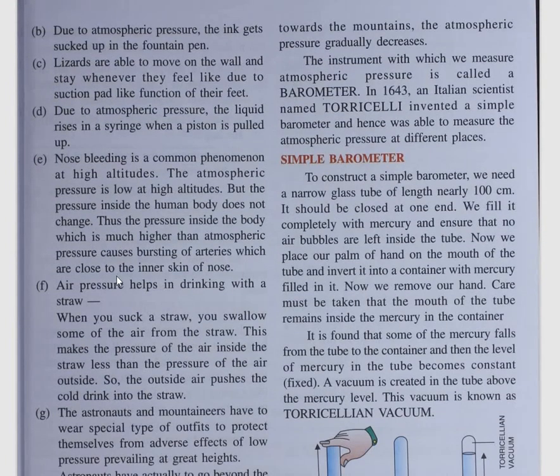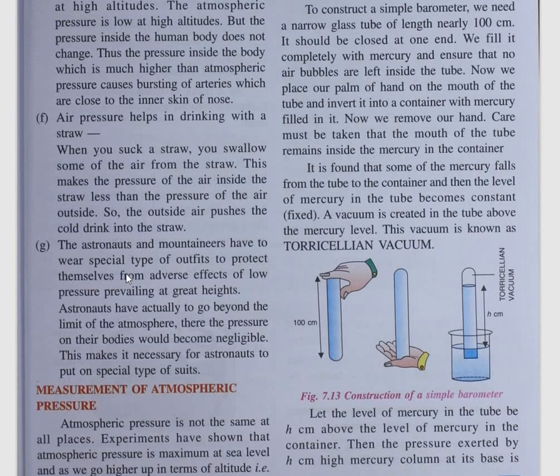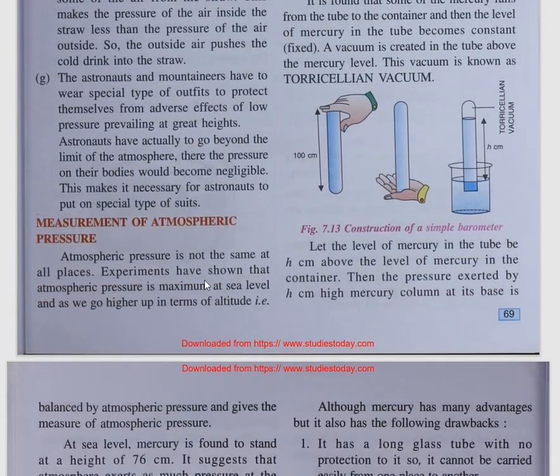Air pressure helps in drinking with a straw. When we suck the liquid, the vacuum is created and the air is pushed out from the straw. The astronauts and the mountaineers have a special type of outfit to protect themselves from adverse effects of low pressure prevailing at a greater height. Astronauts have to go beyond the limits of atmosphere, so the pressure on their bodies becomes negligible. This makes it necessary for astronauts to put on their special type of suit.